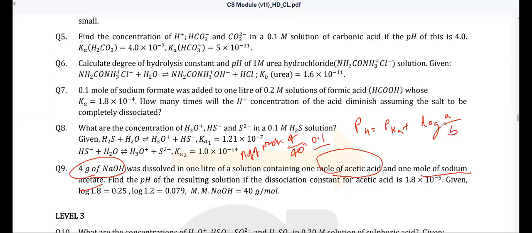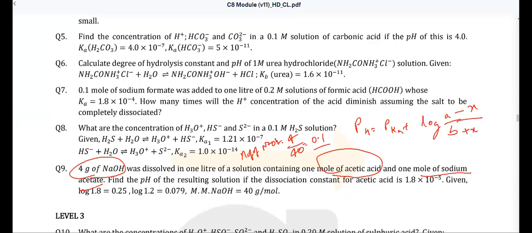Salt will be consumed, so the concentration of salt will be decreasing. So it is A minus X, which is this one, and B plus X.